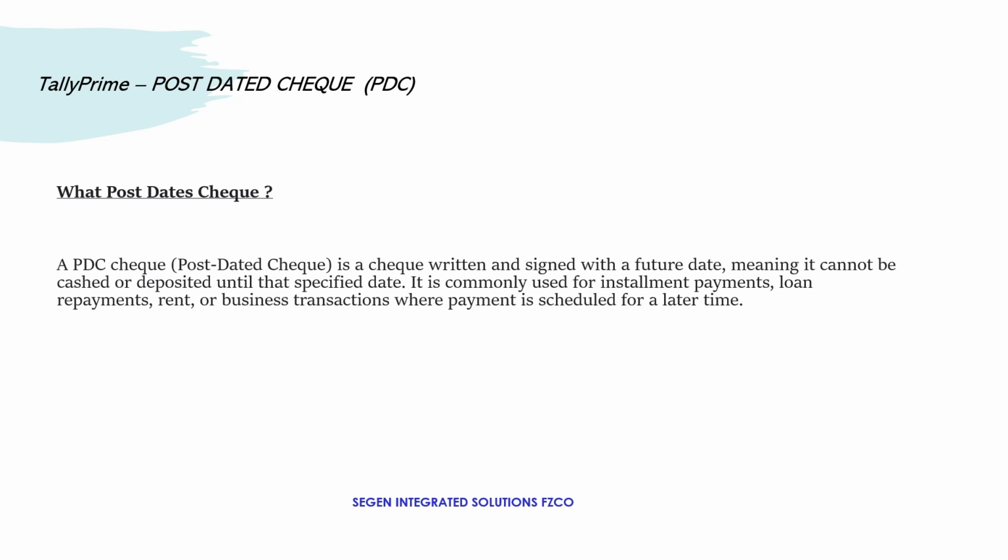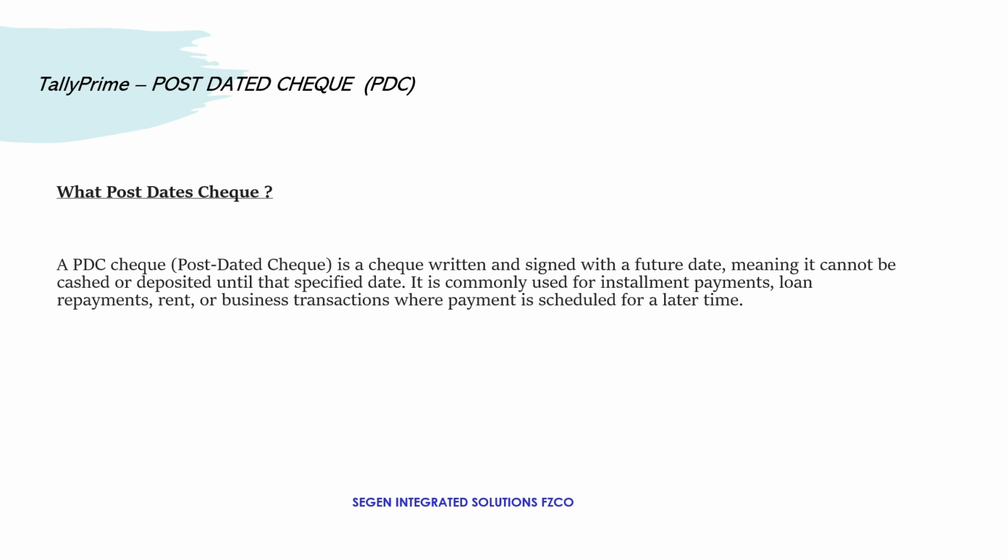Before we start, let me just explain what exactly a post-dated check is. A PDC check is a check written and signed with a future date, meaning it cannot be cashed or deposited until that specified date. As you all know, it is commonly used for installment payments, loan repayments, rent, or business transactions where payment is scheduled for a later time based on your supplier or customer terms and conditions.